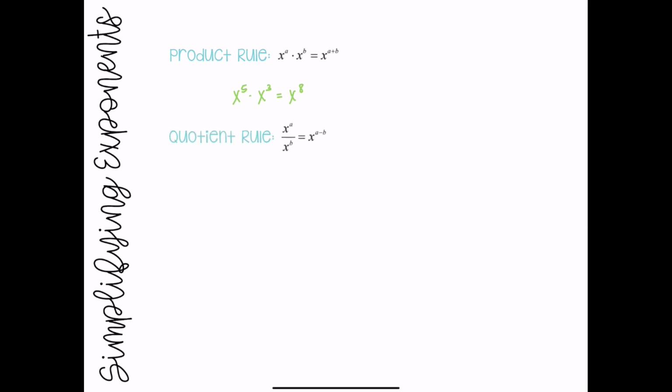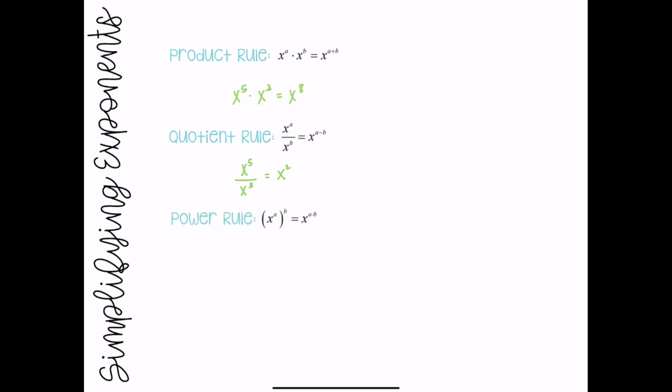The next property is whenever you are dividing things with exponents. Anytime you divide, you are going to subtract those exponents. So if I do another example here, x to the 5th over x to the 3rd, that's going to give me x squared because, of course, 5 minus 3 is 2.